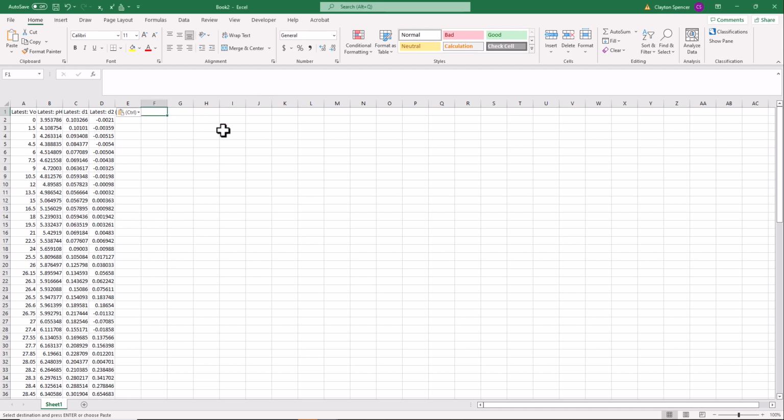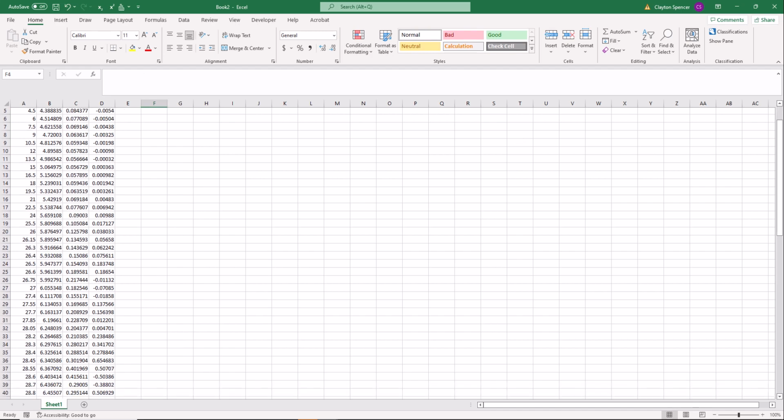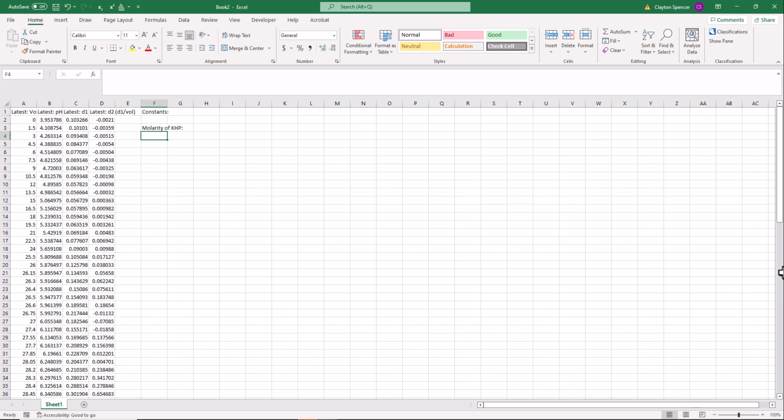I like to set up some constants. First off, we're going to need the molarity of the KHP solution. The volume of the KHP solution, and that'll be in milliliters. So that was 100 milliliters.